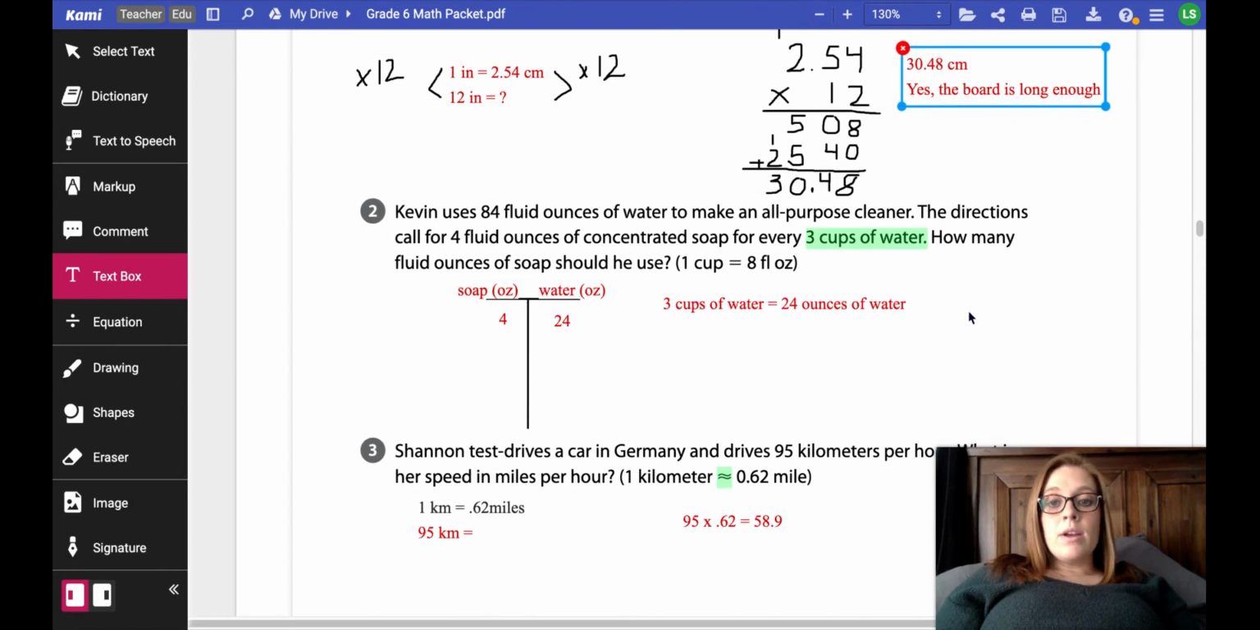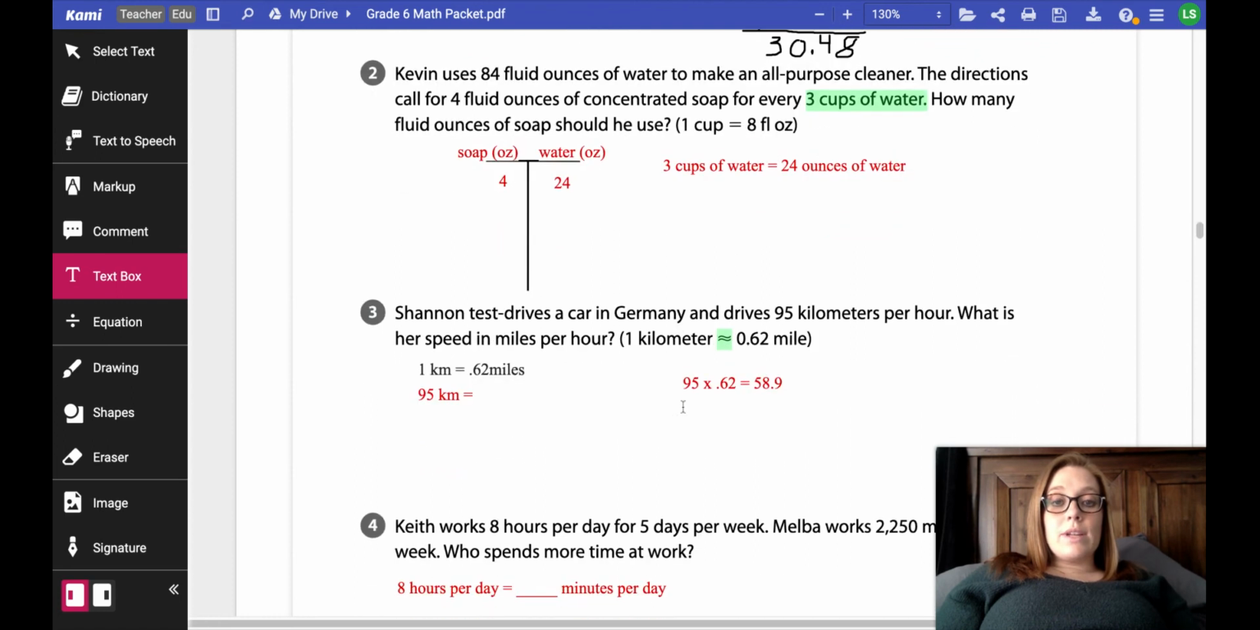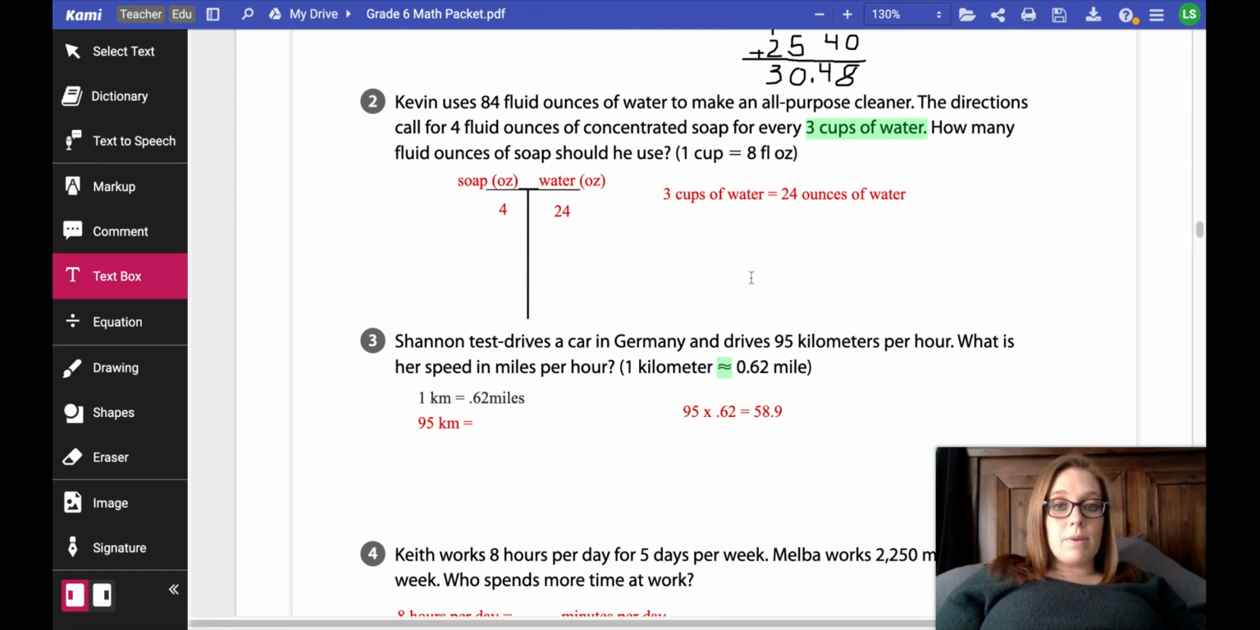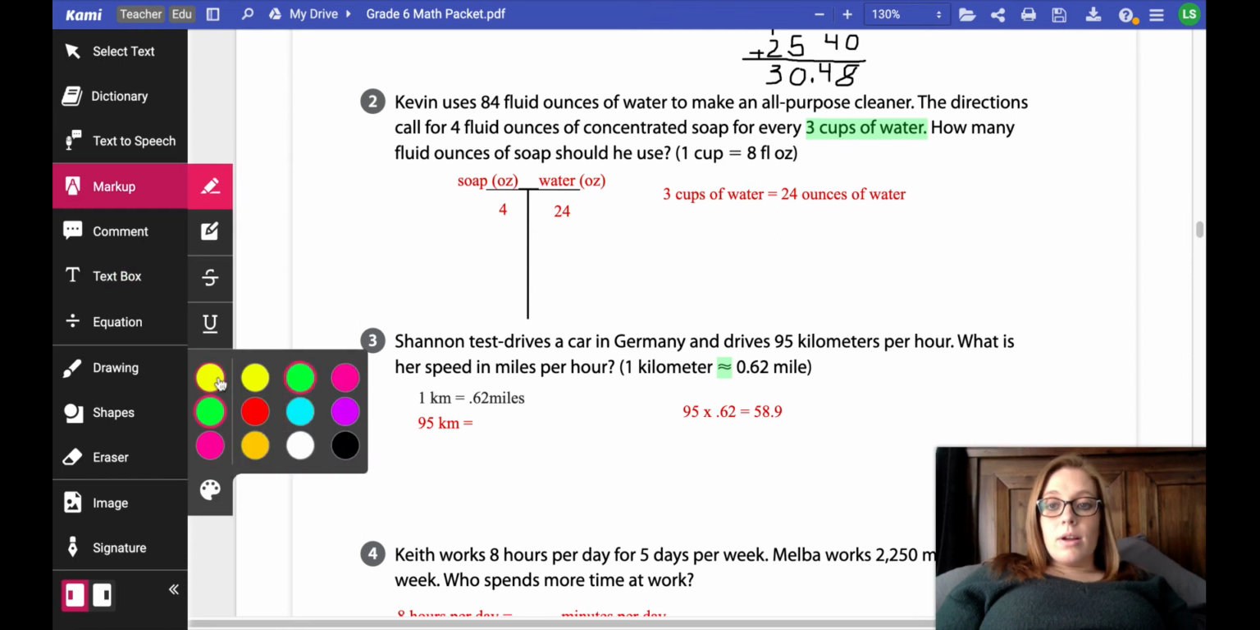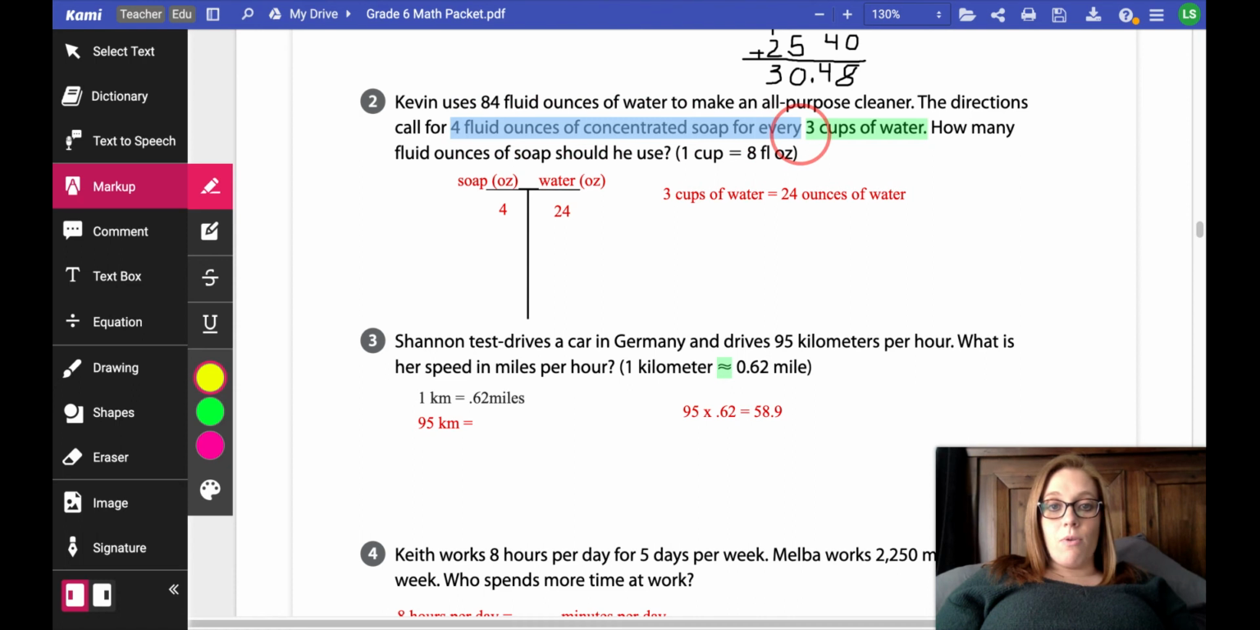Okay. Number two, they gave you 3 different units of measurement, but our question was asking us how many fluid ounces of soap should he use. But the amount of water they gave us was in cups, and then the water up here was in ounces. So when I compared these two ratios, I took the original ratio, that 4 fluid ounces of soap for every 3 cups of water.